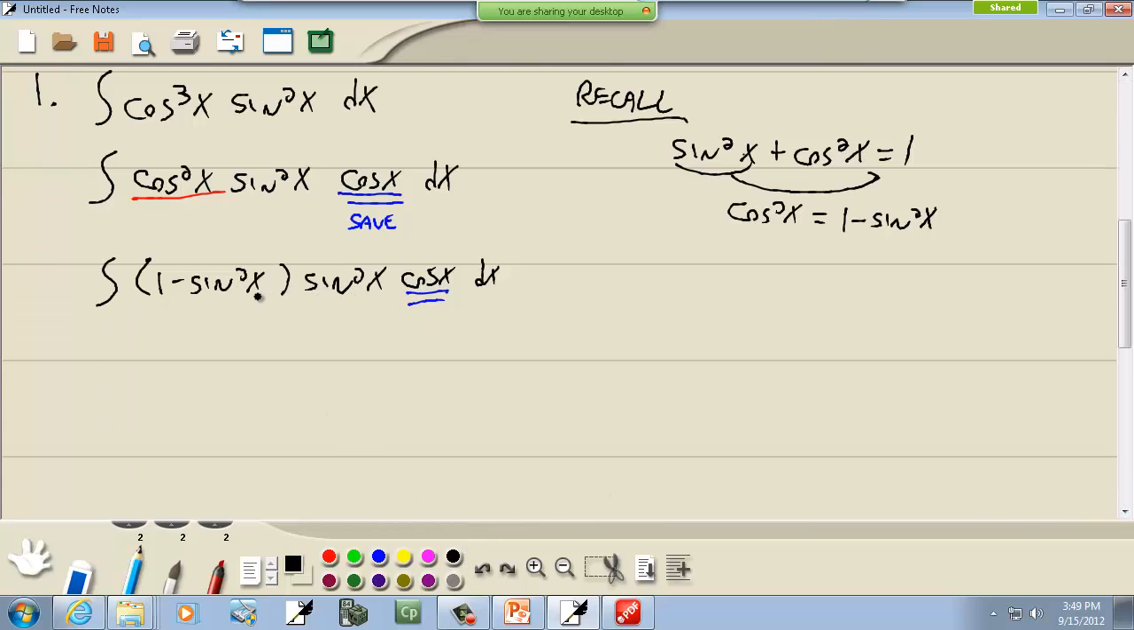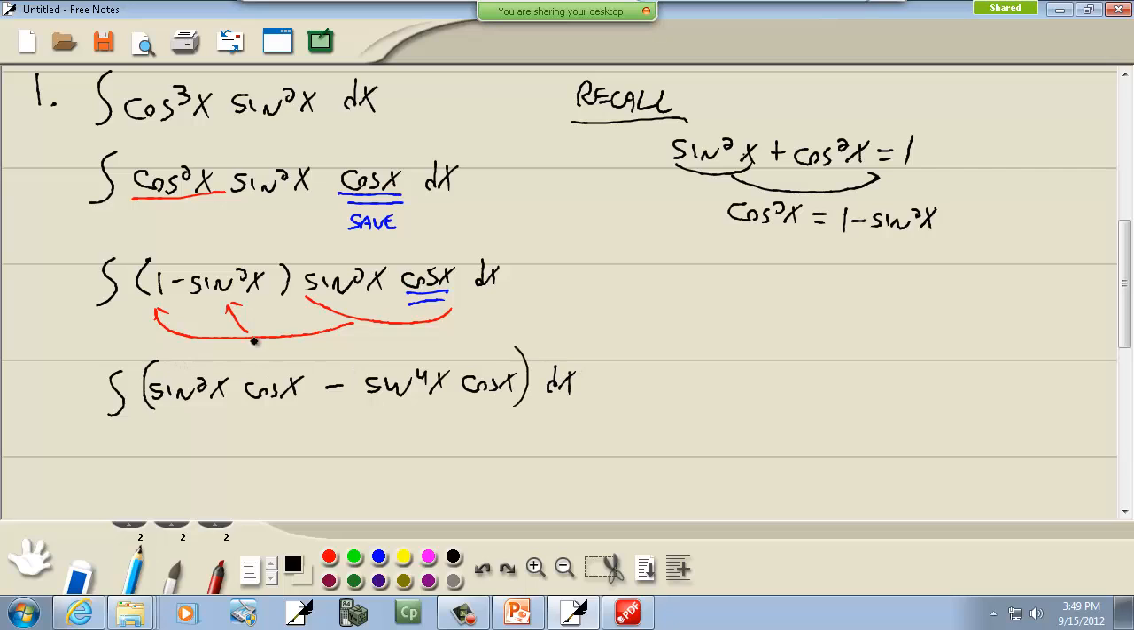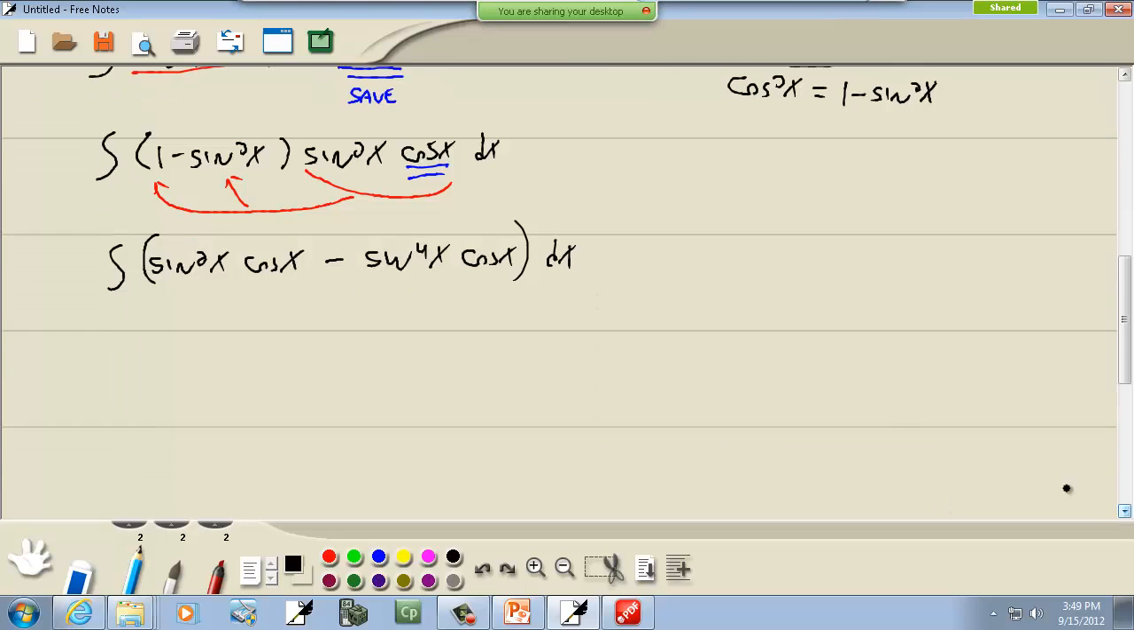Well, then I can multiply this through. It's kind of like I'm taking these two items here and multiplying them times the 1 and times the negative sine squared. So sine squared cosine times 1 gives us sine squared cosine, and sine squared cosine times this gives us minus sine to the fourth x cosine x dx. So I'll multiply that through. Now I'm going to split these into separate integrals.